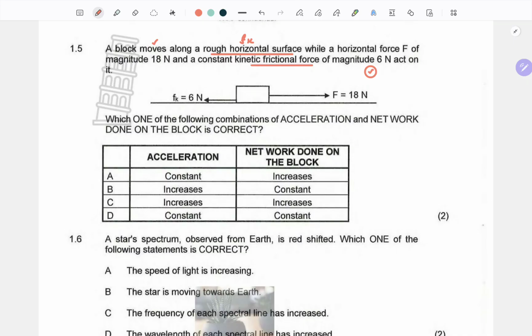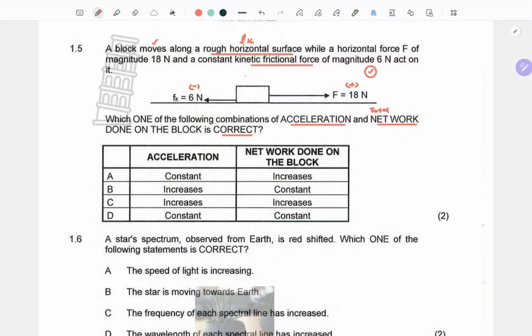Now the question says, which one of the following combinations of acceleration and the total, I hate this word net, for work I prefer the word total, work done on the block is correct. Now we want the correct statement. Now first of all, we can see that 18 newtons is greater than 6 newtons. So we can consider the direction to the right as positive and the direction to the left as negative. Always do this, folks. Choose a direction.